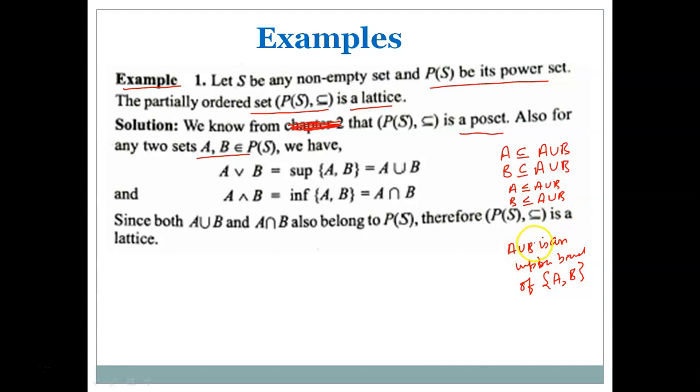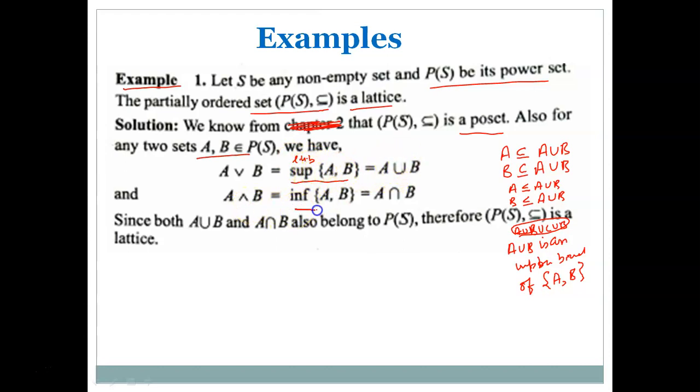But there can be various upper bounds, meaning if I add any set to this union, say A union B union C union D, then it also becomes an upper bound of this. So we can have an infinite number of upper bounds for this set, and among those upper bounds A union B is the least. That is why we call it the supremum of {A, B}. A union B is the supremum of this set, or the least upper bound. Least upper bound and supremum are both the same thing: A union B.